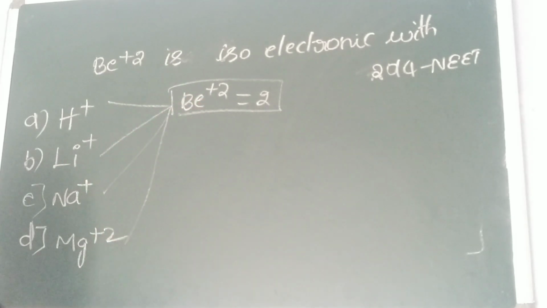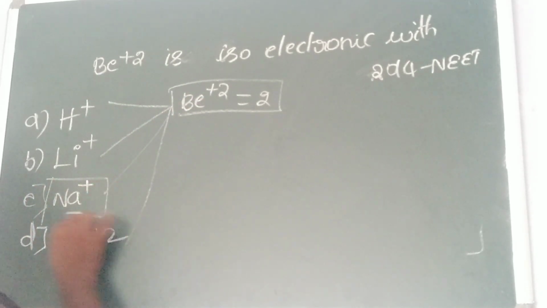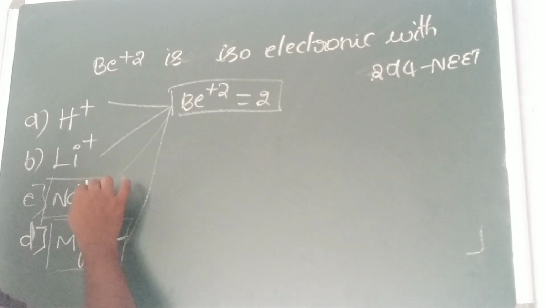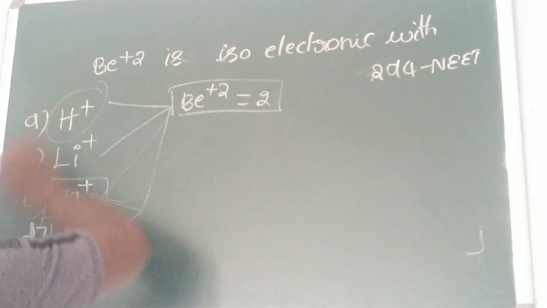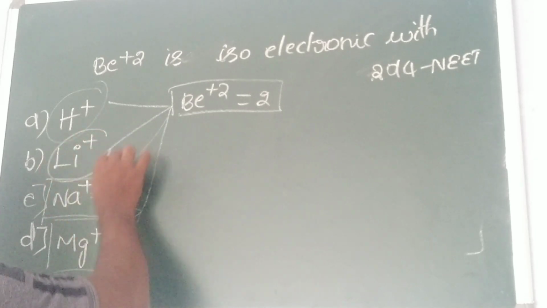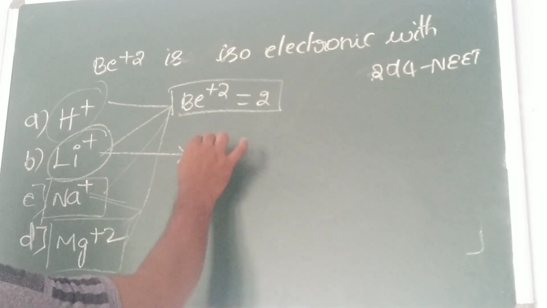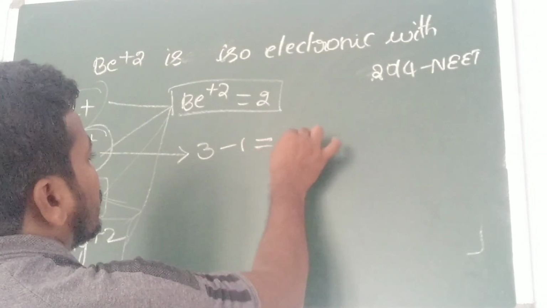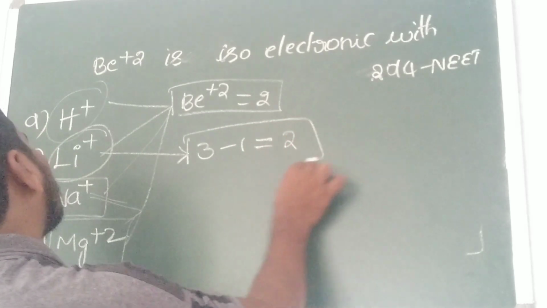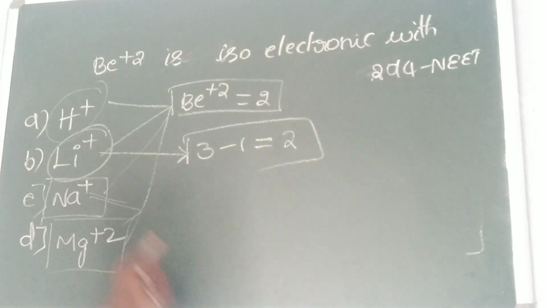This means isoelectronic, similar species. Na plus and Mg plus 2 have a heavier atomic number compared to beryllium, so they are not the answer. H plus means 0 electrons. Li plus, with atomic number 3 and one positive charge, automatically has 2 electrons. So what will be the answer? Beryllium plus 2 is isoelectronic with Li plus.